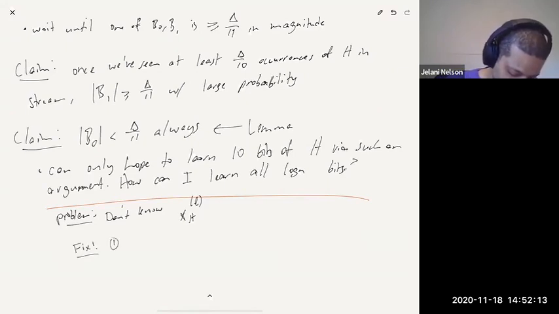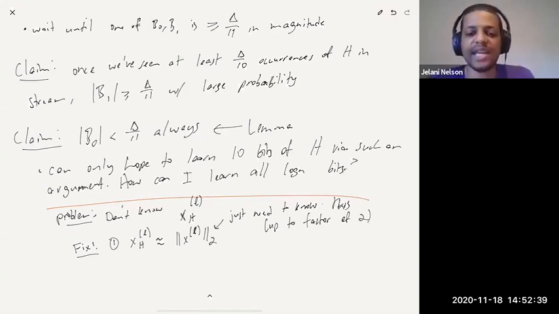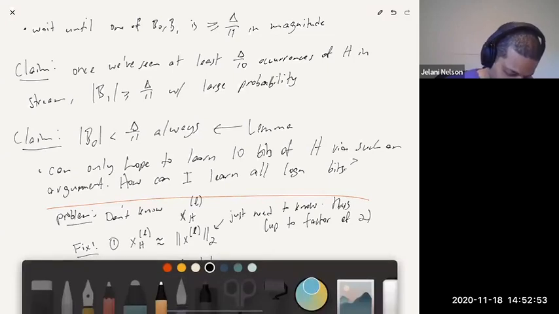So the fix is to observe that, first of all, x_H is roughly the same as the L2 norm of x because it's super heavy. So we just need to know this. And we don't even need to know it exactly. We just need to know it up to a factor of 2. That turns out to be good enough to make the whole argument work. Okay, but we don't know that either. So what do we do? We run an AMS sketch on the side. Okay, so actually, let me write this.